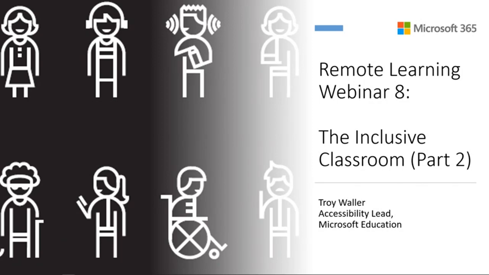My name is Troy Waller. I am the accessibility lead for Microsoft Education. I'm also what's called a learning delivery specialist, which is just a fancy Microsoft way of saying I am a former teacher. I've had more than 20 years in education, and I spent 16 of those in schools, and about half of those were actually spent in the early years of education, between prep or kindergarten and grade 2.